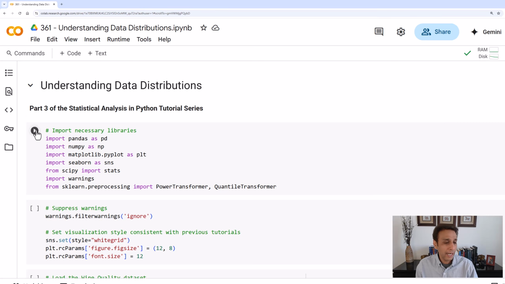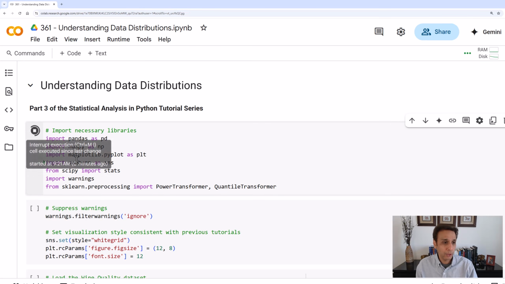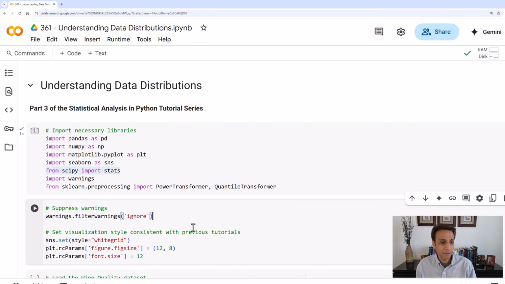Okay, so let's go ahead and import our libraries as usual. The key libraries are pandas to handle our data frames, NumPy, matplotlib for plotting, and seaborn for plotting, which works on top of matplotlib. The key one in this specific tutorial is the SciPy library, in fact the stats part of the SciPy library, and stats gives us a lot of tools.